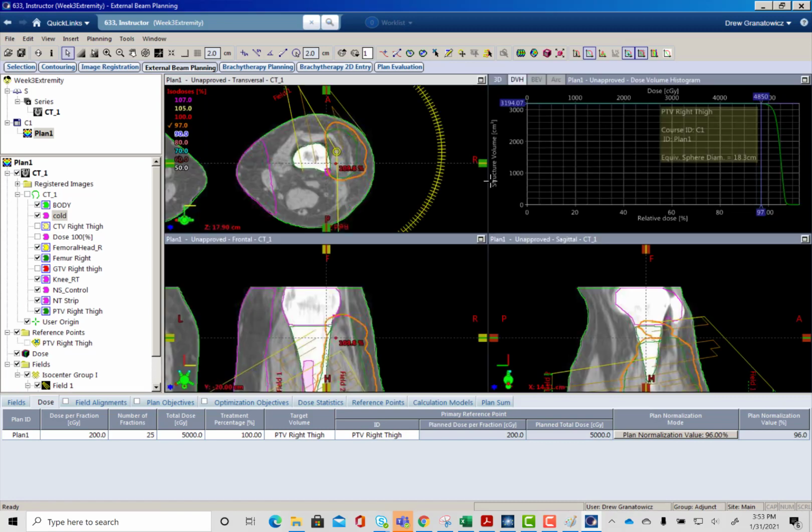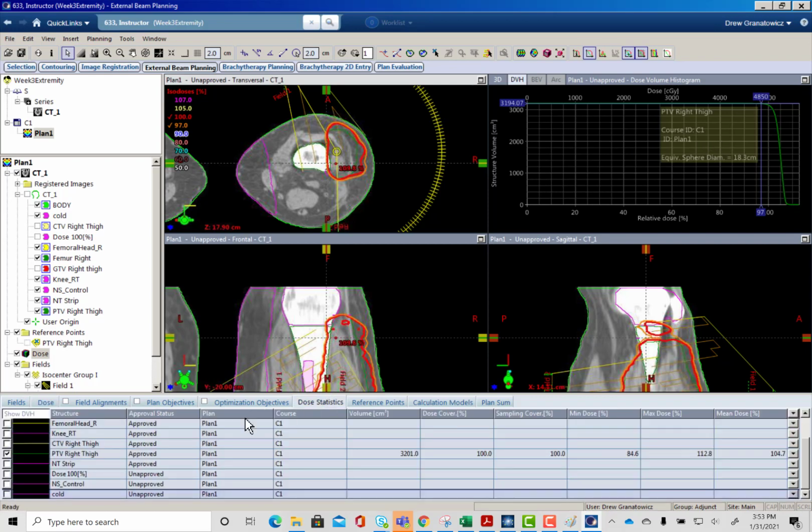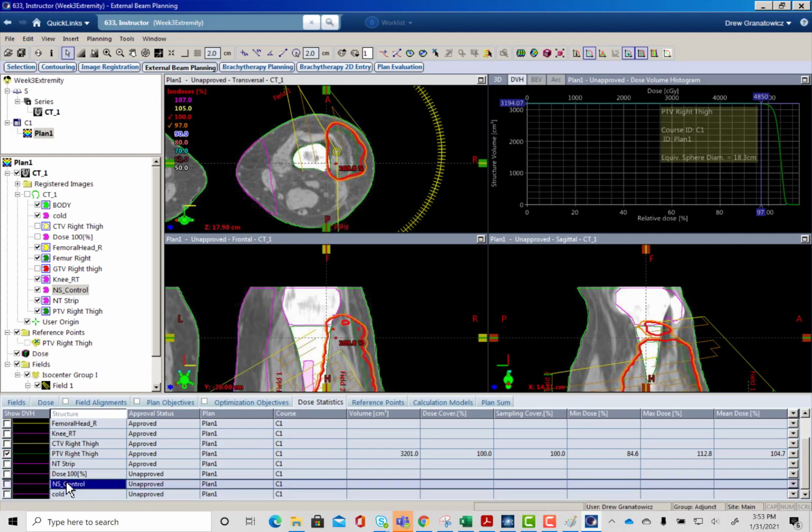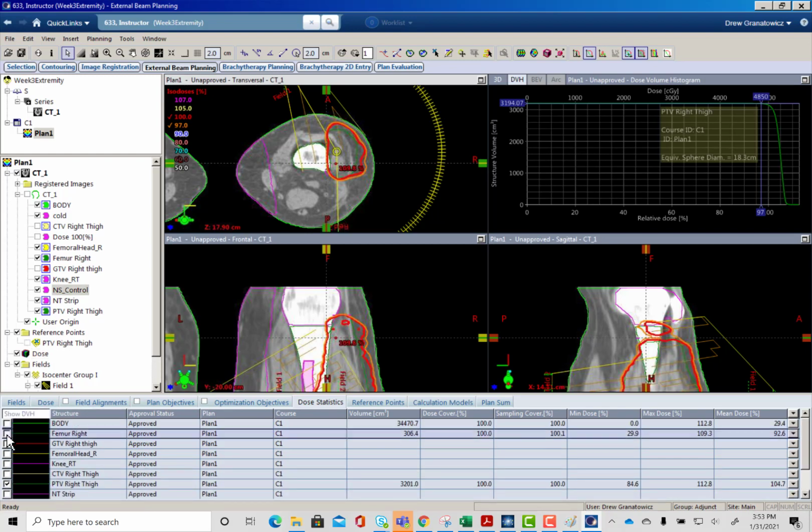What I want you guys to do is try to meet these constraints. So you need the min dose to 0.008 cc's. You need to get that above 97. And essentially that's the only one you're going to work for. So all the other ones should be pretty easy to meet, except for this femur, but we will prioritize coverage over the femur constraint.